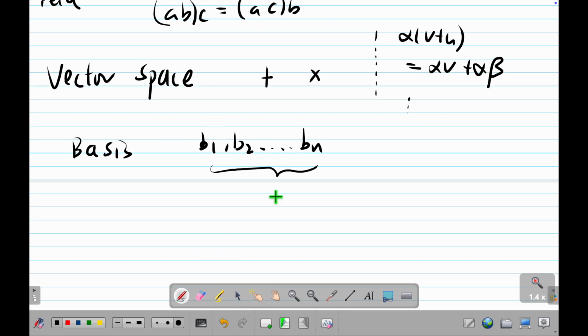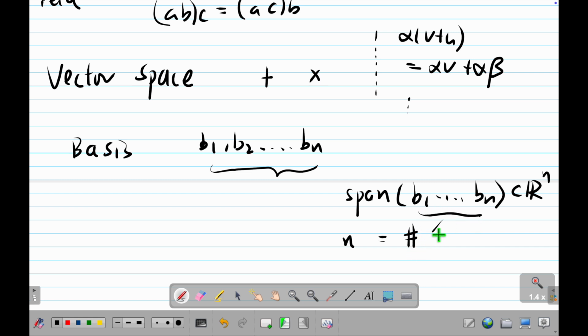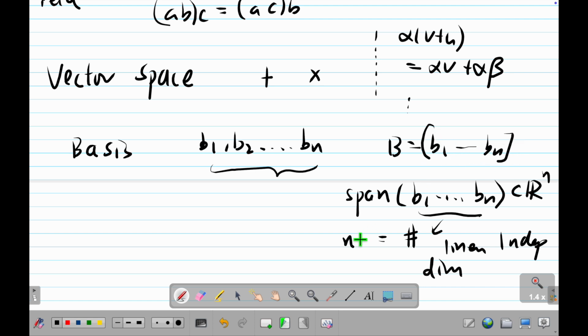These have a lot of things, like the span. The span is a subspace. This is basically a subspace of the n-dimensional space, and the n here is the number of vectors. If they are linearly independent, then this is the dimension. If we collect all of these into a matrix B, with columns B1 up to Bn, then this n is the rank, or column rank.